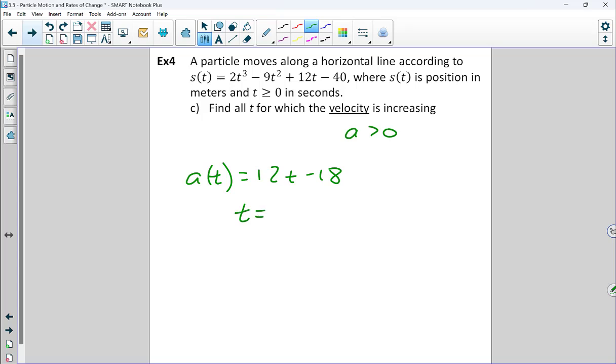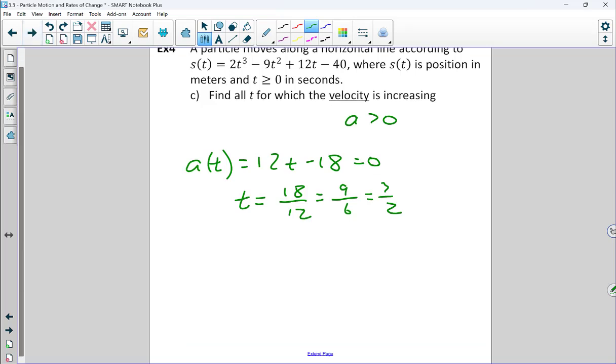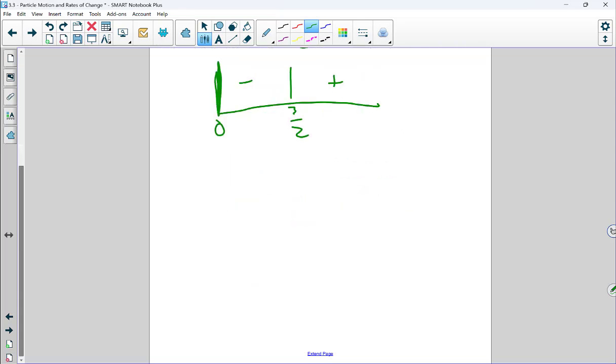Critical number would be 18 over 12, which of course is 9 over 6, which of course is 3 over 2. No shame in taking multiple steps to simplify a fraction. Sign chart. 3 over 2, this is going to be positive to the right, negative to the left. We do have a hard break at 0 based on that domain restriction, but we want positive acceleration anyway. So velocity increasing on 3/2 to infinity.